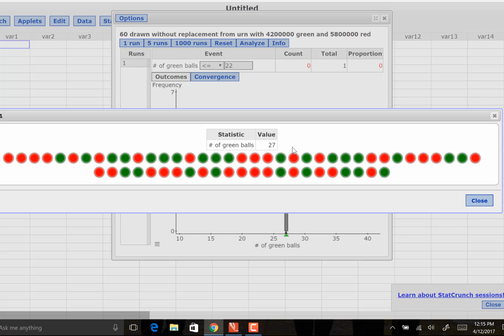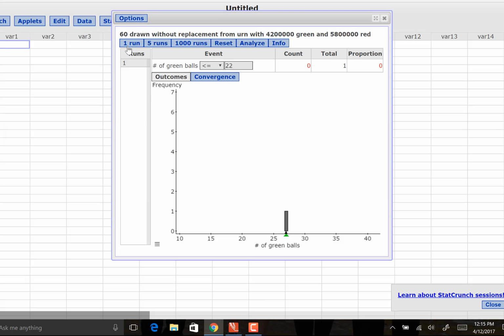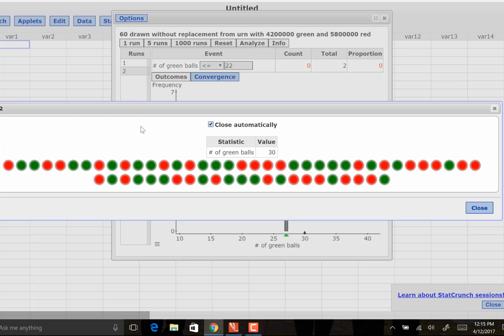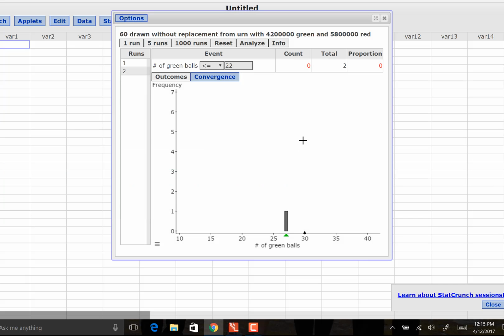So in this particular time we went out and did the survey, we got 27 Republicans. I'm going to do it one more time. How many Republicans did I get? 30. So 30 out of my 60, or half, were Republican the second time I did it.